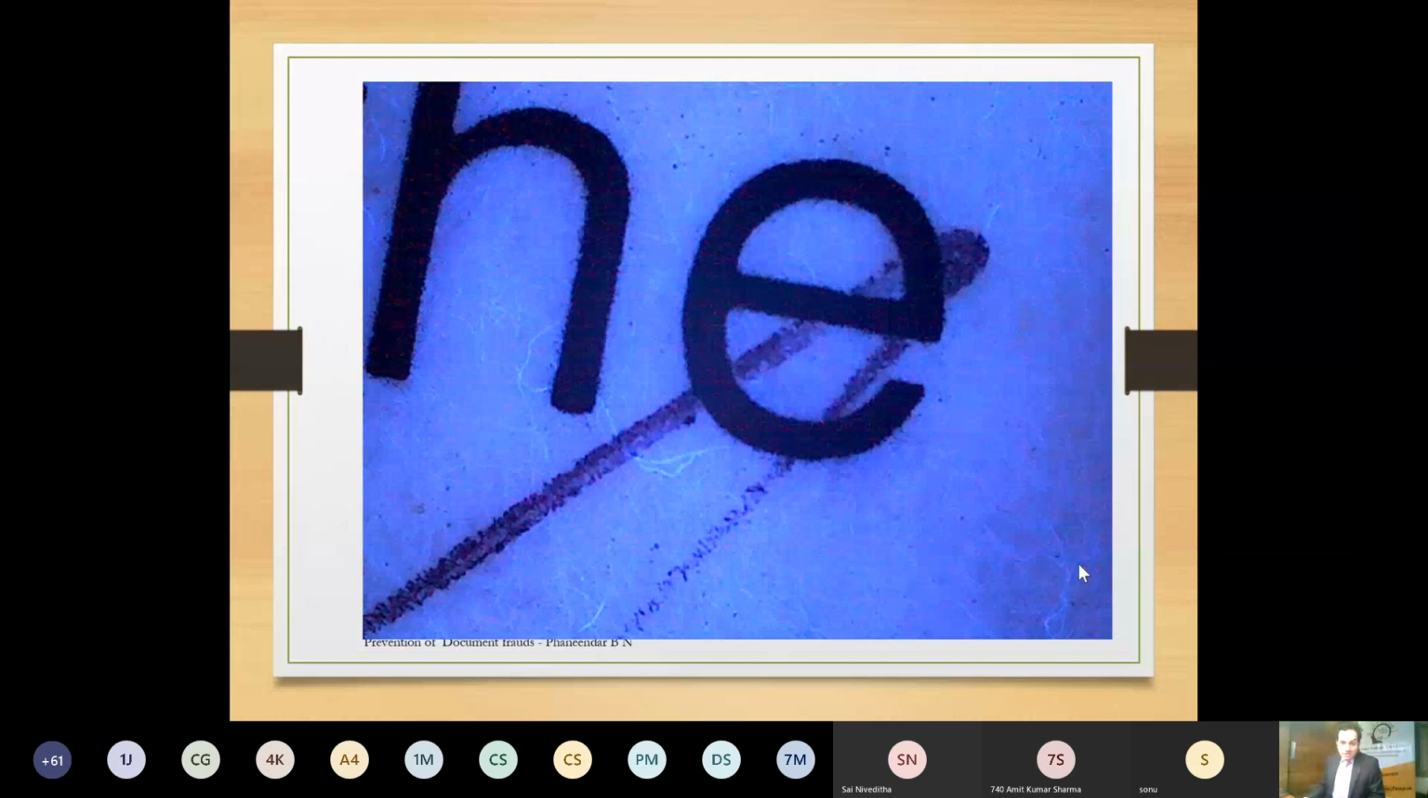Does anybody want to answer this? Anything suspicious in the given document? Yes, sir. It looks like the printing has been done above the signature. Printing is done above the signature, which actually means the signature was signed before the printing was done.